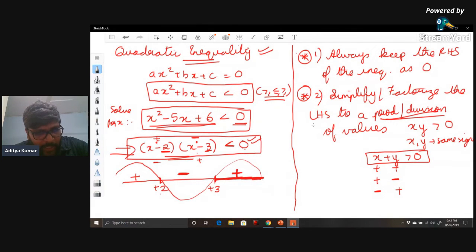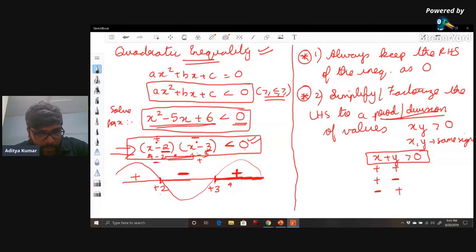Let's take a value to the right of 3. Let's take 4. Let's put it back into the main equation. 4 minus 2 is going to give me a positive value. 4 minus 3 is also going to give me a positive value. So two positives multiplied to each other will always give me a positive value. So any value to the right of 3 will give me a positive product.